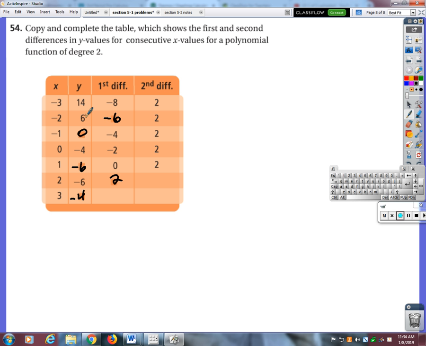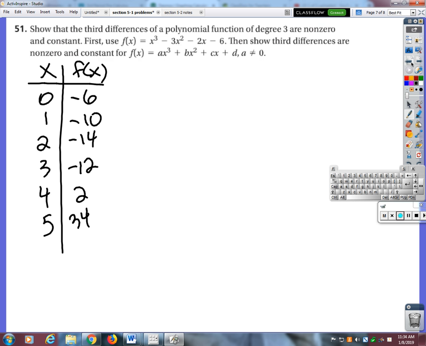Okay, so you got it? All right. Let's go back here and do exactly what Callista was asking about with our table of values. How far is it from negative 6 to negative 10? Negative 4. Negative 10 to negative 14 is another negative 4. Negative 14 to negative 12 is positive 2. Negative 12 to 2 is plus 14. And 2 to 34 is positive 32.